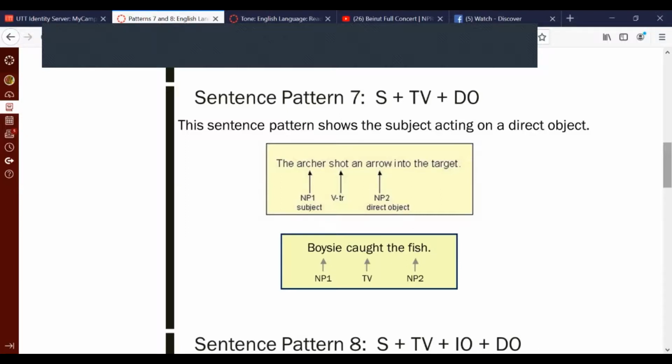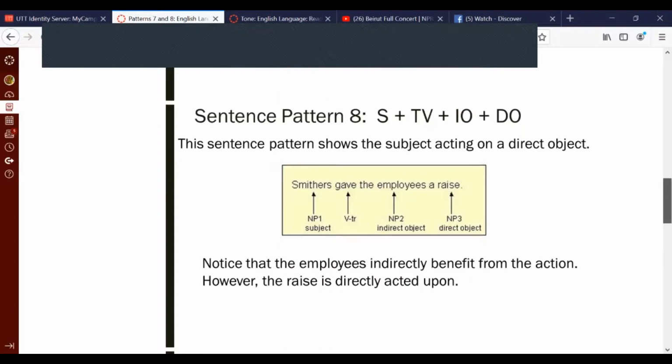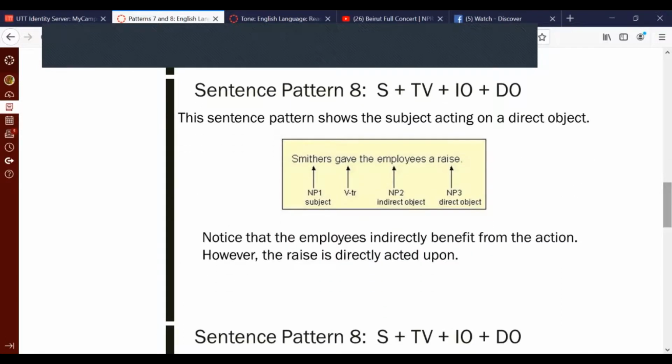Boise caught the fish. So if we took away the object, if we said the archer shot, shot what? Or Boise caught what? So the information is incomplete. So it needs an object. Right.